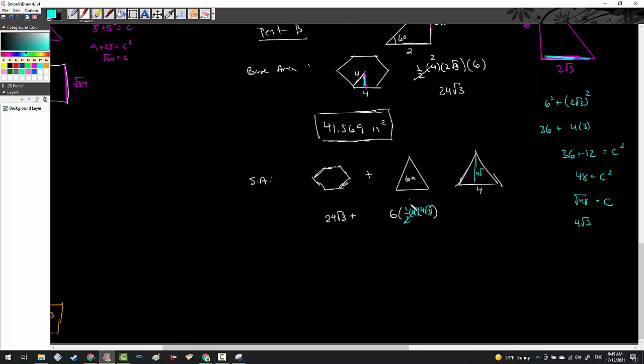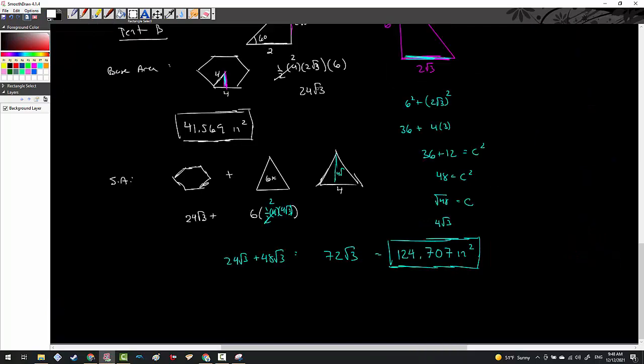That's going to become a 2. So 2 times 6 is 12. 12 times 4 is 48 rad 3 plus 24 rad 3. So it looks like 48 plus 24 is going to be 72 rad 3, which ends up being, as an actual number, 124.707 inches squared. So this is the surface area of your pyramid here.